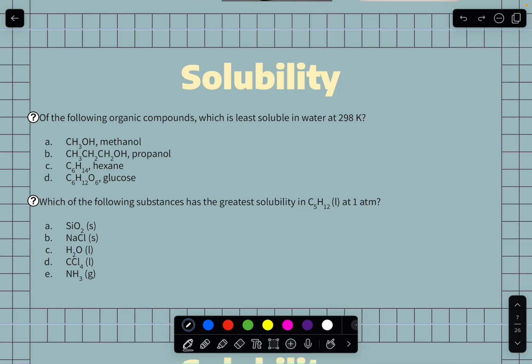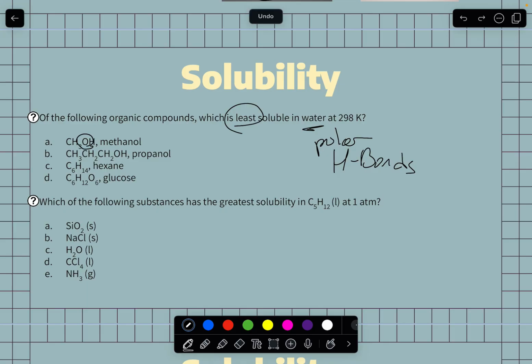Okay, so there's questions here. Of the following organic compounds, which is the least soluble in water? So remember, water is polar. So we want something that is not polar, does not have hydrogen bonds. So in each of these compounds, we have an OH that has the hydrogen bonds. We have these oxygens here making the hydrogen bonds and making it polar. So the least is going to be C, hexane.